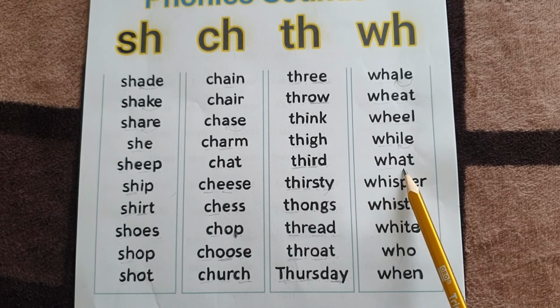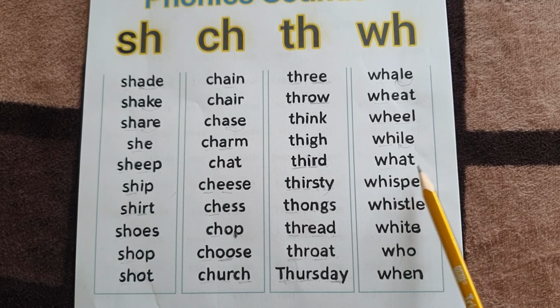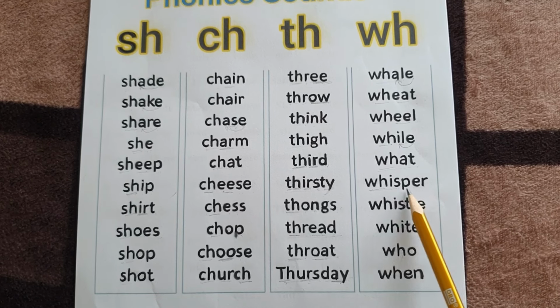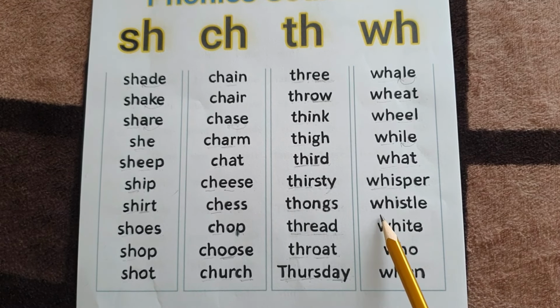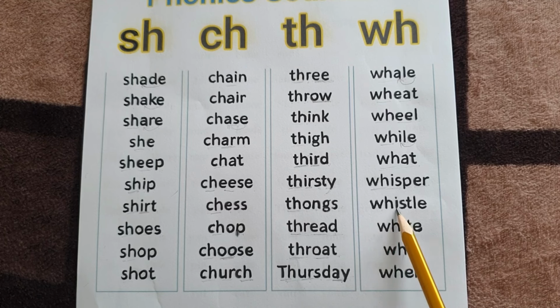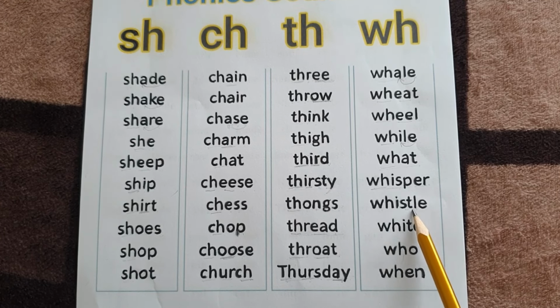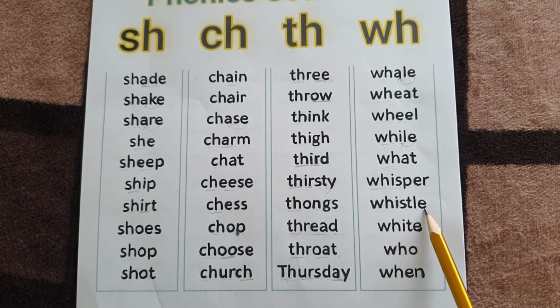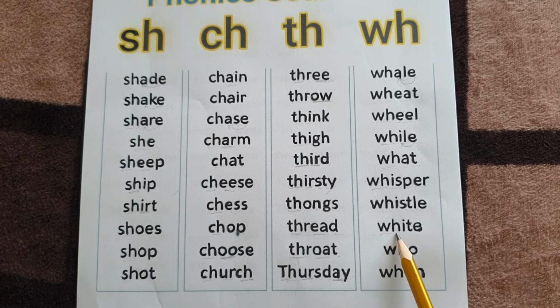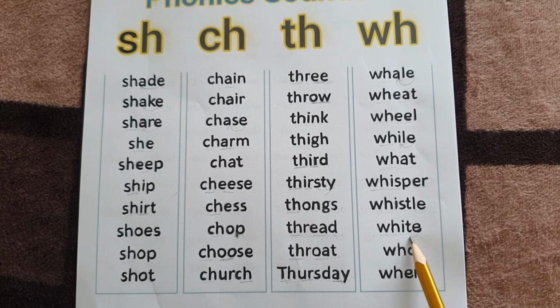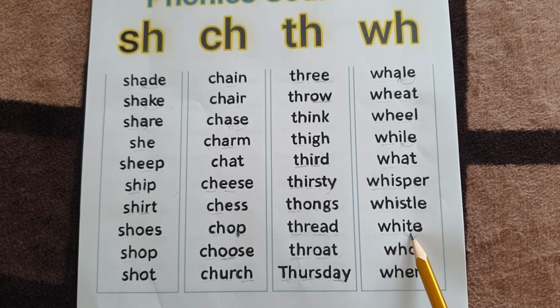Wh, a, t, what. Wh, i, s, per, whisper. Wh, i, s, tle, whistle. This t is silent. Whistle. Wh, i, t, white. Because this magic e changes the vowel to say its name, so we will say i.